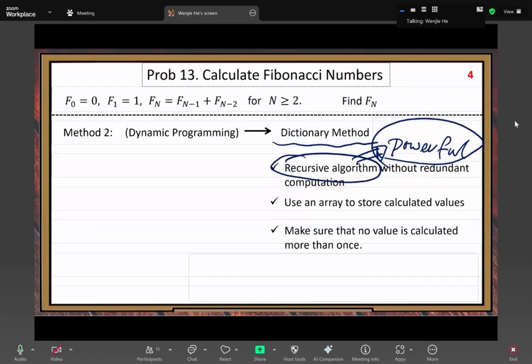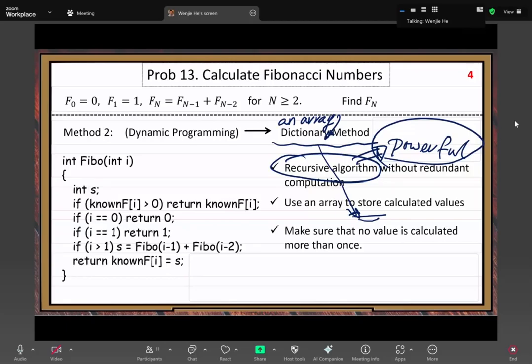But we can use a dictionary to store. So here we need to create a dictionary. You may ask me, what's the dictionary, right? So dictionary, not fancy. Here our dictionary is just basic, an array. We use an array as a dictionary. That's simple. All right, so then, this is the implementation. Still a recursive implementation.